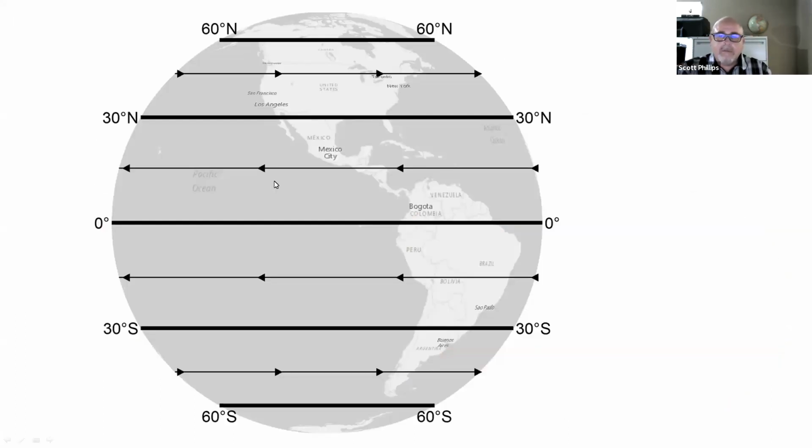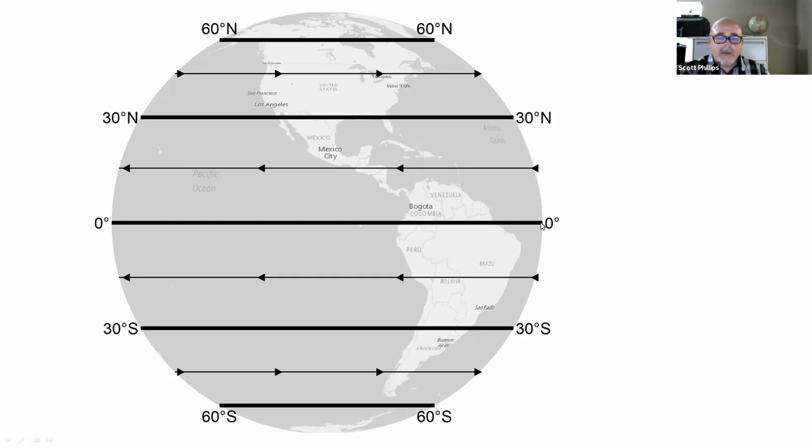Now for the exam, you will need to be able to identify each of those on a figure that looks something like this, right? But it'll have some labeling like A, B, C, and so on. And this is what the figure on the exam will look like. The ones with the arrow are prevailing winds, like the trade winds or the westerlies, and the thicker lines are going to be the pressure belts.